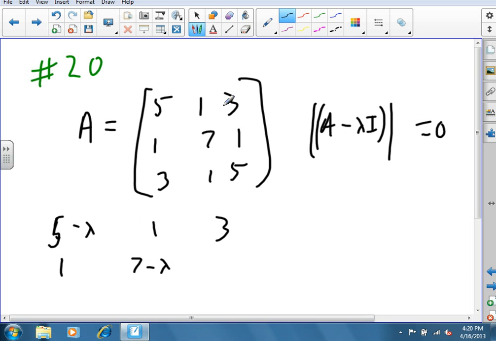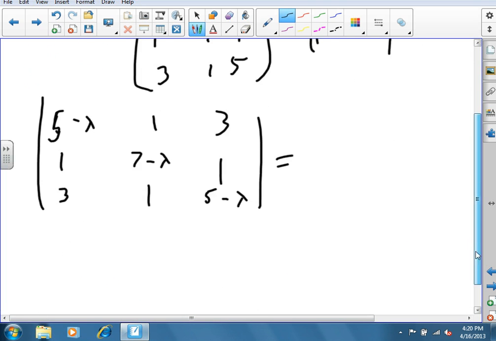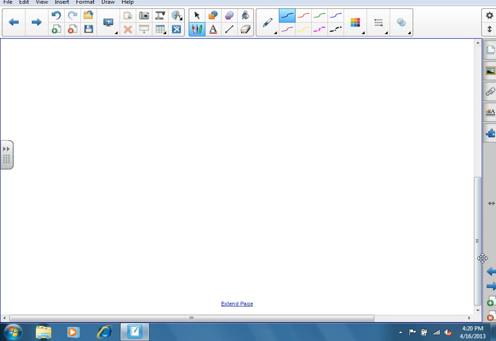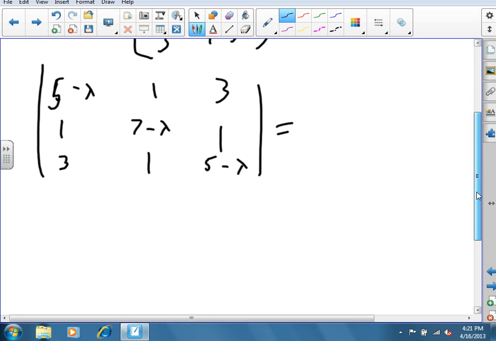Wouldn't it be better if I had some zeros here? Come on, guys. Give me a problem with some zeros in it. 5 minus lambda. All right. I think my calculator will solve 3 equations. It will solve this equation for me. I'm pretty sure it will. Yeah, and I know your graphing calculators will.